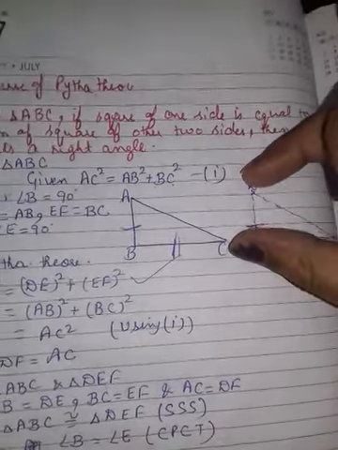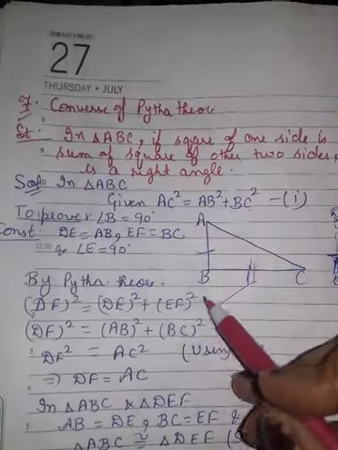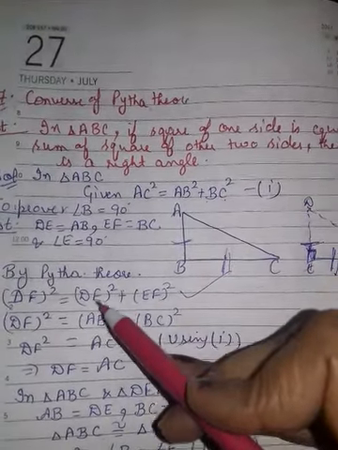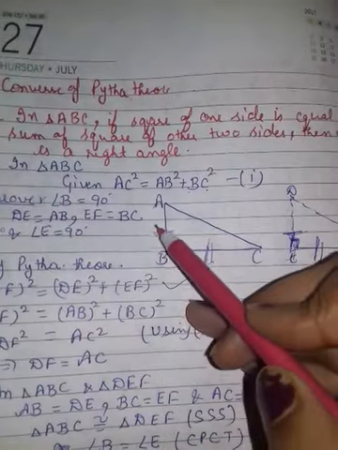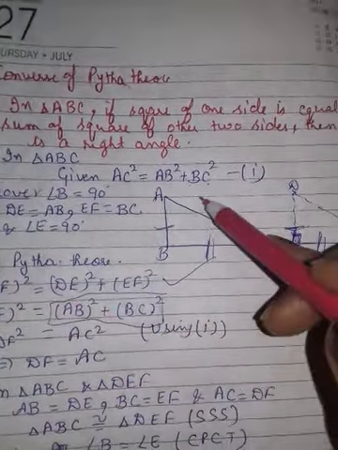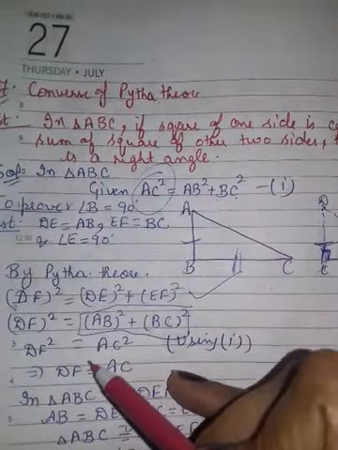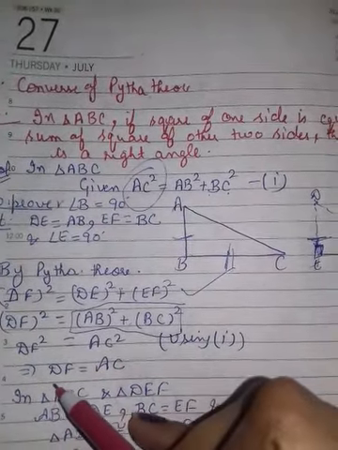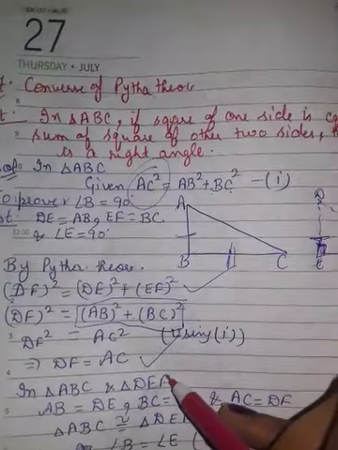In this triangle one angle is 90, so we can apply the Pythagoras theorem. DF square equals DE square plus EF square, and you can replace DE with AB and EF with BC, but this part is equal to what? AC square. It means the squares can be cancelled. DF is equal to AC.